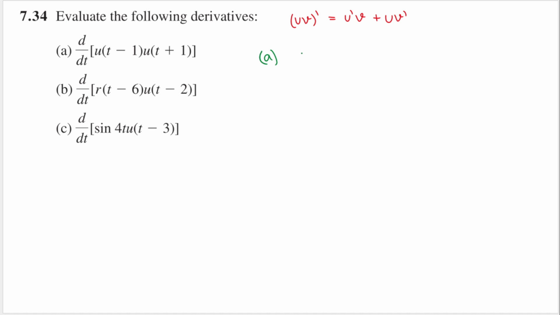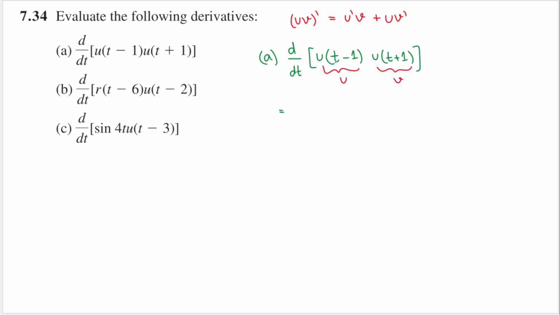Okay, this is problem A. So we need to take d over dt of this function, u(t minus 1) times u(t plus 1). Remember, the derivative of the step function is the delta function. So u(t) is a step function, right? Now let's assume this part here as our u. This is a different u than this function, right? And then let's take this function as our v.